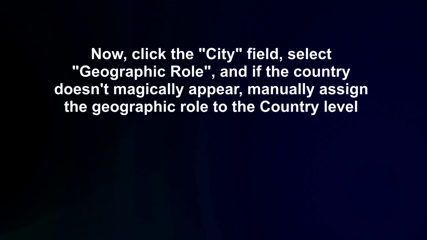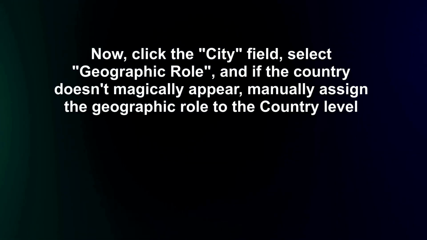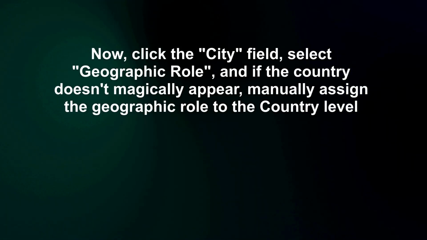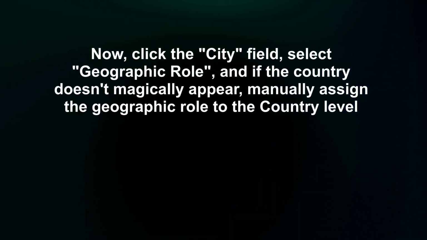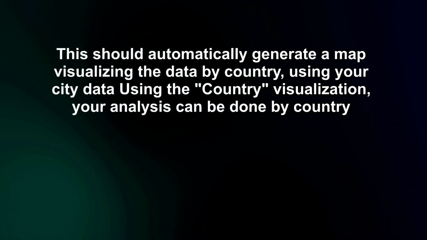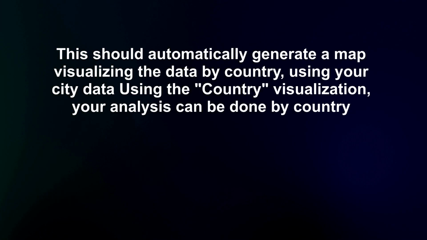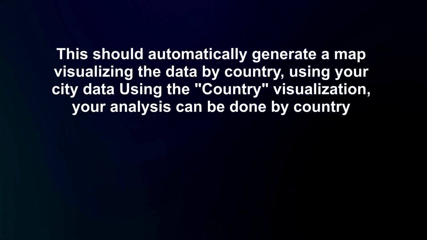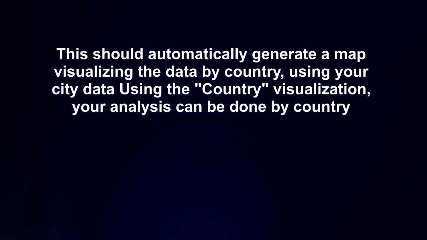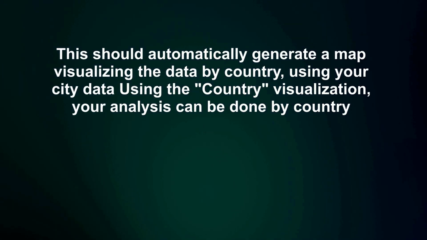Now, click the city field, select geographic role, and if the country doesn't magically appear, manually assign the geographic role to the country level. This should automatically generate a map visualizing the data by country. Using your city data with the country visualization, your analysis can be done by country.